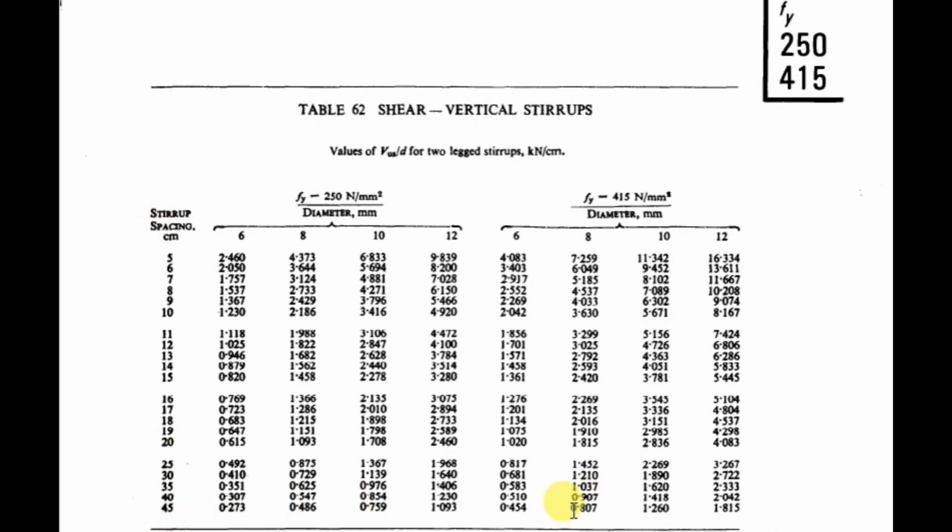Here the table starts from 0.8. Whatever value we got, 0.2, is very much less than this minimum value. So for 0.8 we have 45 centimeter spacing, that is 450 mm spacing. But the maximum spacing should not exceed 300 mm.